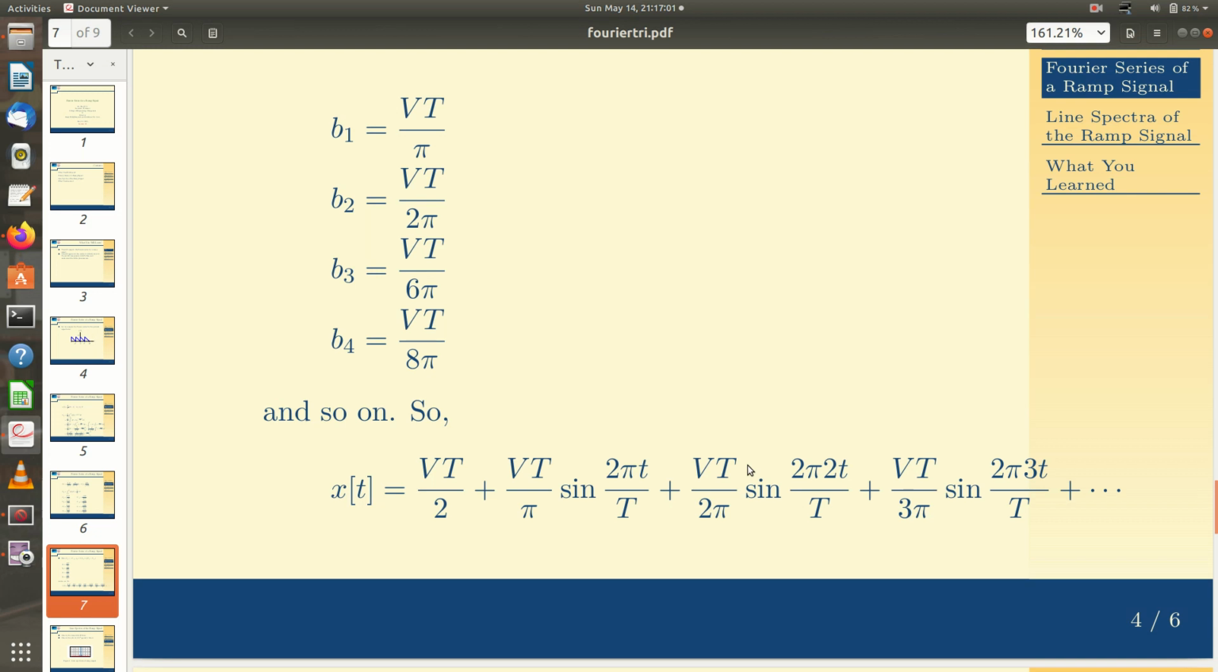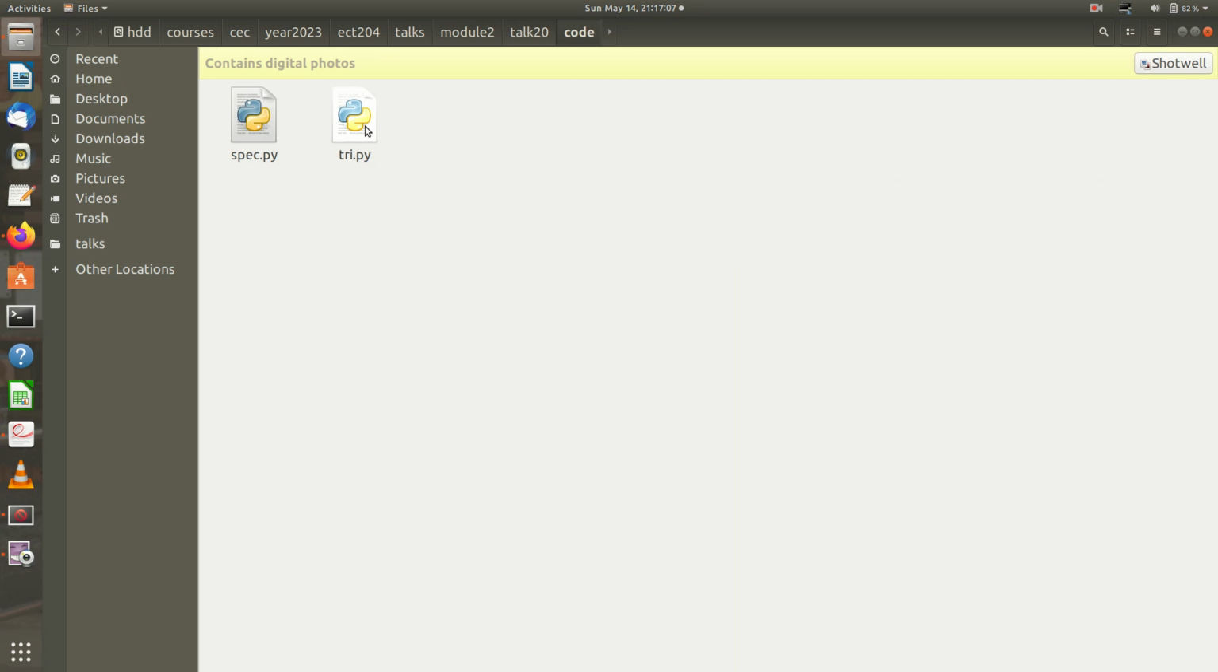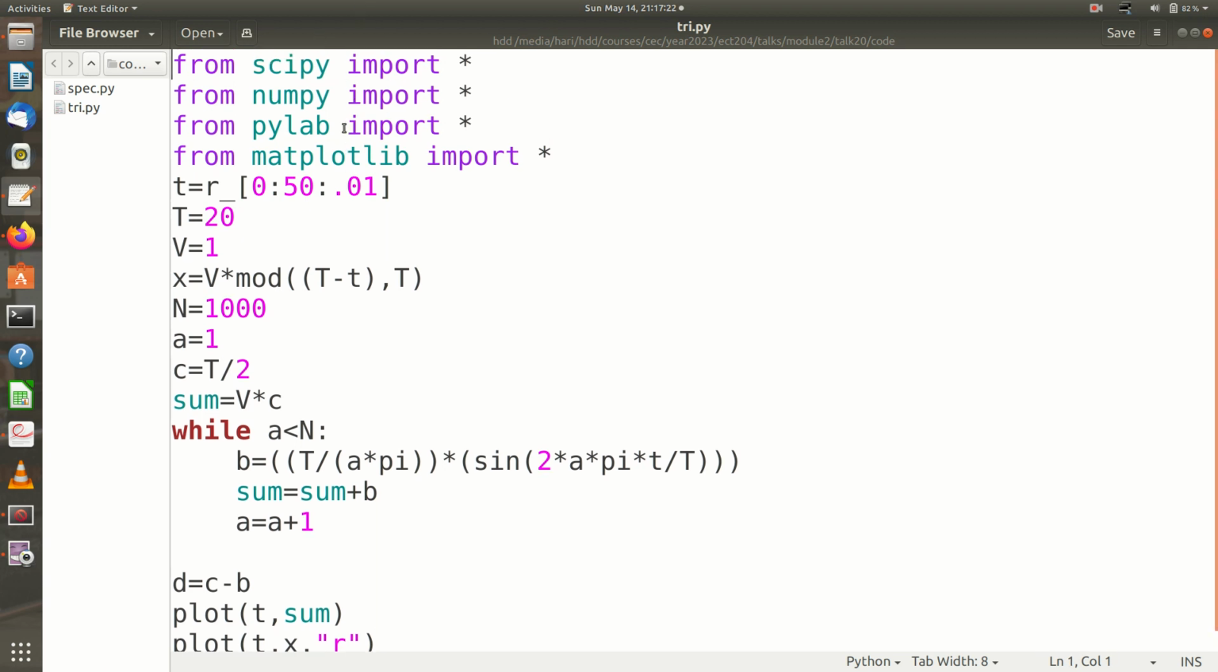Now let us observe a demo with Python. Here I have the Python code for this. I have imported SciPy, numerical Python, pylab, etc. And I have a time axis, say from 0 to 50 with increment 0.01, and a time period I take as 20, and the amplitude I take as 1. So x is equal to V times mod(t) minus T, comma T. That's my ramp signal.